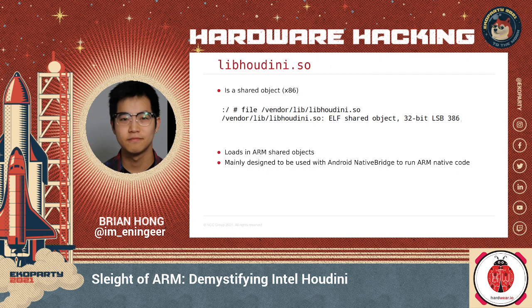libhoudini.so, which you could probably guess by the name, is a shared object. It is a shared object for x86, and it's used to load other shared objects built for ARM. So this is the part where it's designed to be used with Android Native Bridge. So let's talk about that.